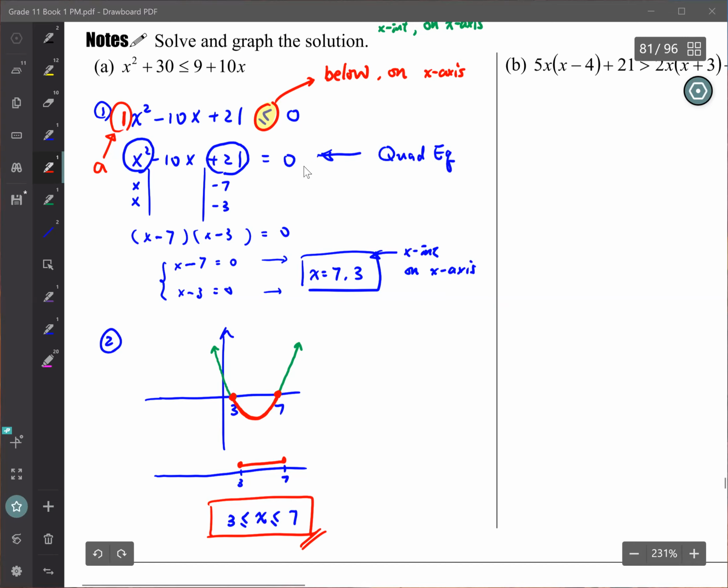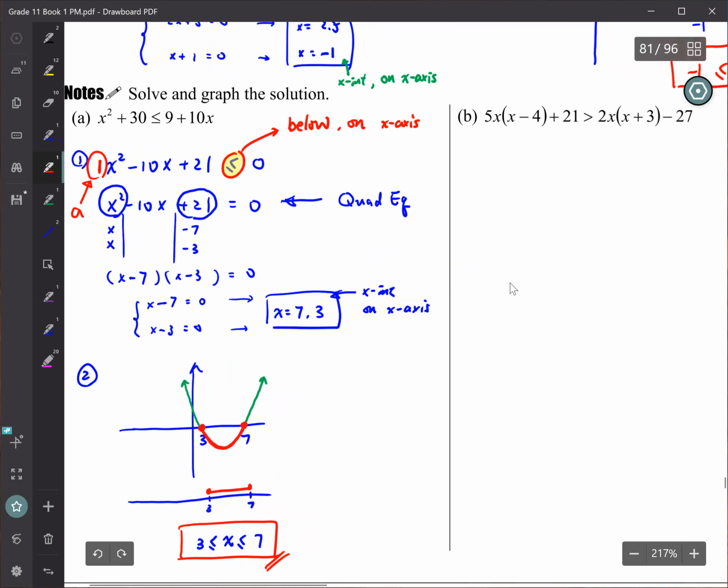Okay, just follow the steps on the left side. You start by moving everything to the left side, but of course, you need to expand some brackets here, okay, before you start moving. And then once you get to quadratic equation general form, get the x-intercept. Okay, raise your hand once you got the 2 x-intercepts.